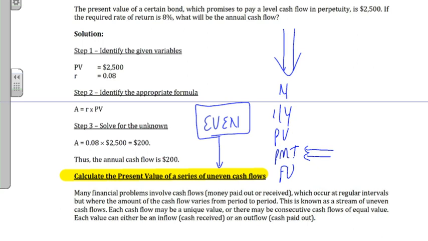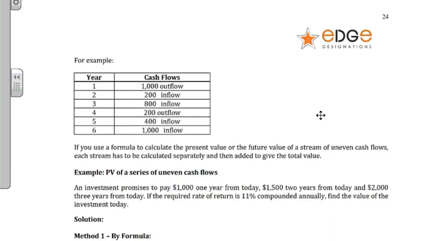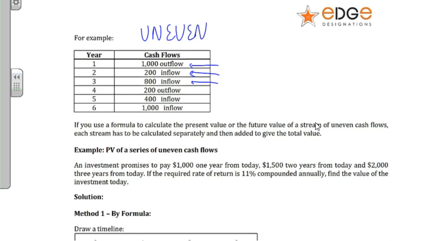What if they're not? What do you mean, what if they're not? Here's an example on top of page 24. Can you see that? Time period 1, the cash flow was 1,000 out, 2, $200 in, etc., etc. You can see these are what we would define, guys, as being uneven cash flows. Everyone happy with that? Let's do this by way of example.